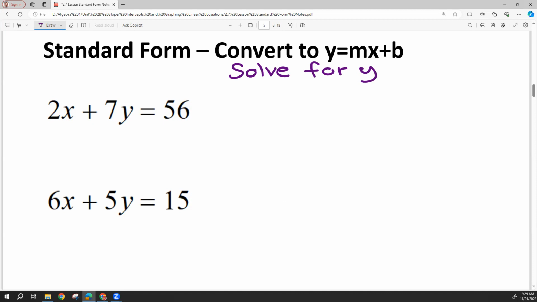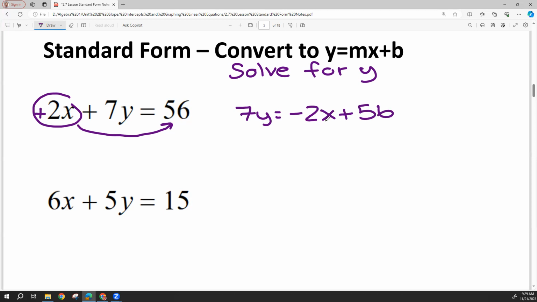The first thing we are going to do is move that x term over to the other side of the equal sign. When we do that, we have to change what operation is happening. So this 2x is positive, it's being added. That means when we move it over, it's going to be subtracted. And we tend to write that x term at the beginning, so I'll give it a minus. 56 was positive to begin with, so it gets a plus.